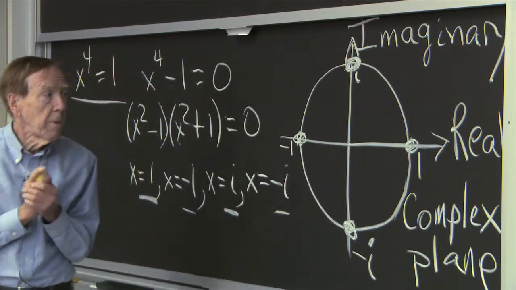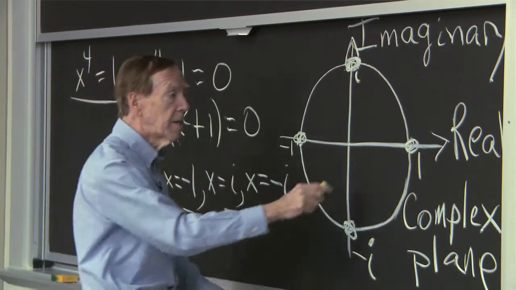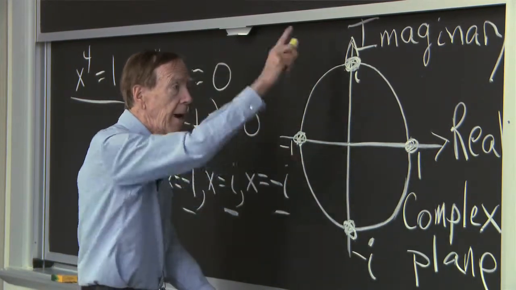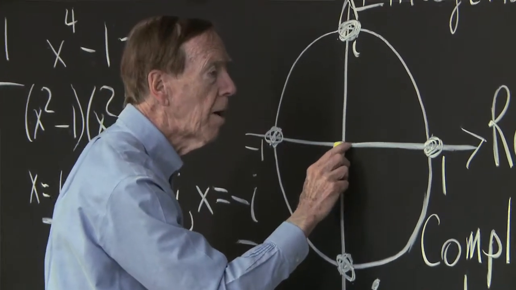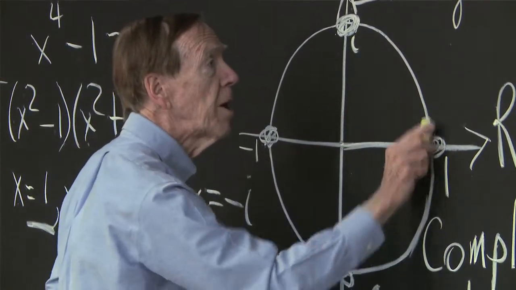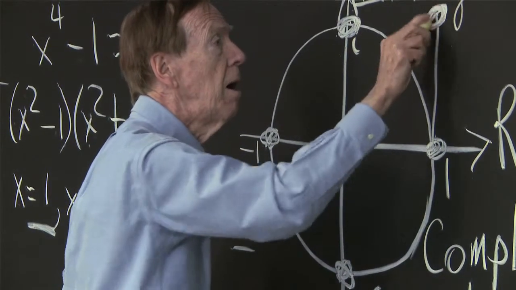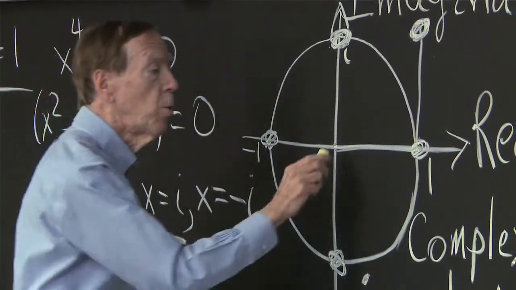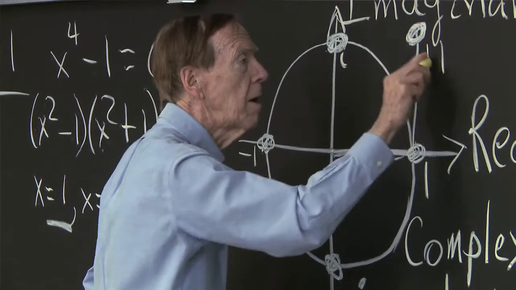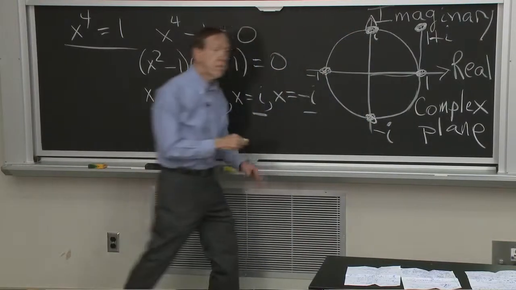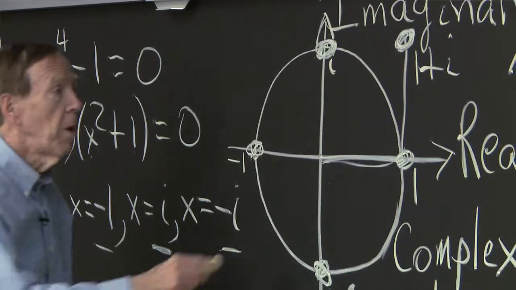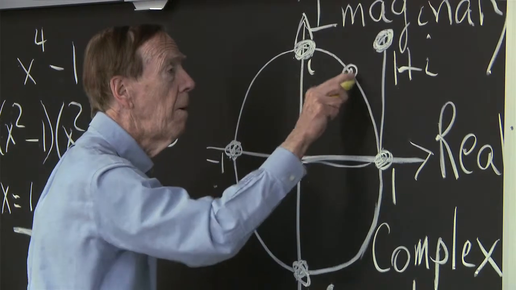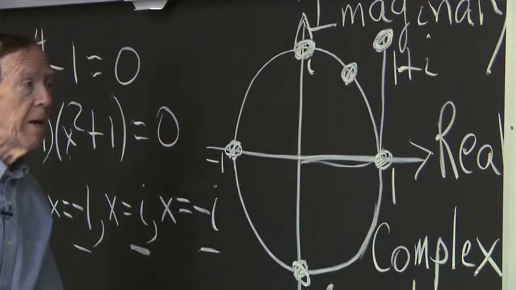I'll tell you what a complex number is. It has a real part, and it has an imaginary part. Let me take the real part 1 and the imaginary part i. There is 1 plus i. That's 1 plus i. That's bigger than 1. You notice it's outside the circle. If I want to bring that into the circle, or maybe onto the circle would be nice.